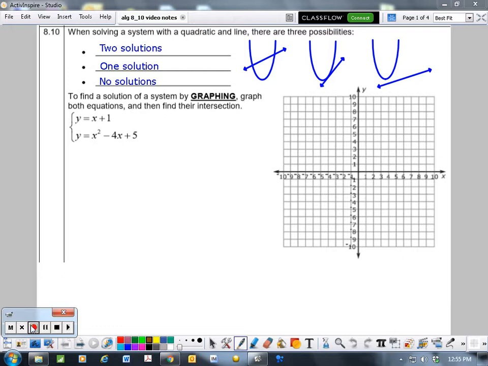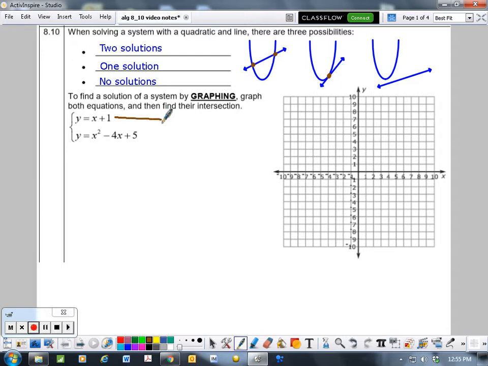We can have two solutions, which means they'll intersect like that. Here's one solution, here's another solution. Or it could be one solution where they intersect at only one spot, or there could be no solutions where they don't intersect at all. So we're going to go ahead and use this as our idea, which means we have to remember how to graph a line and we have to remember how to graph a parabola.